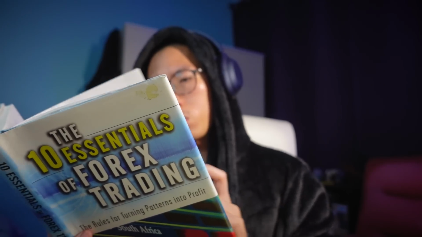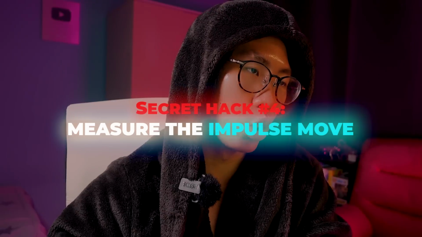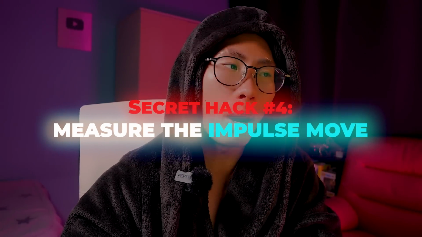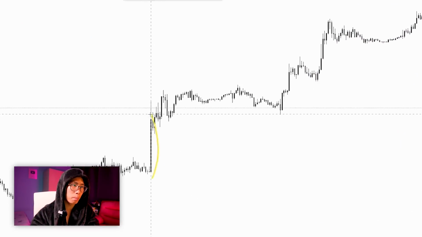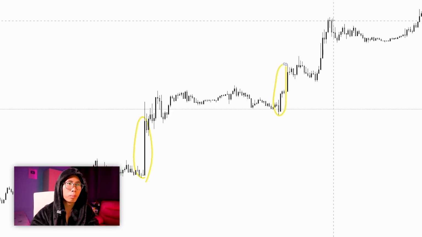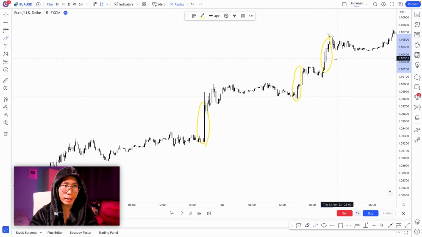Now the fourth hack that I have for you is something that I've read in multiple technical analysis books, but I didn't realize that it was true until I really tried and tested it out, right? So that is to measure the impulse move. So what is an impulse move? Impulse moves are basically moves like this, where just boom, boom, boom, it just goes up by a lot, right? It just goes up by a lot.